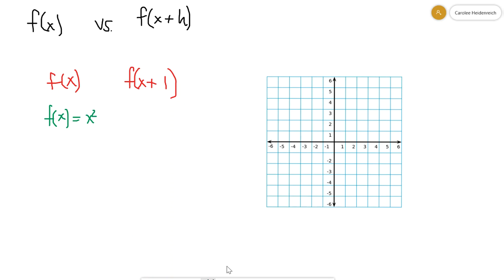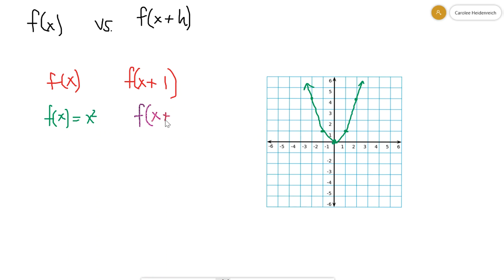Now, if we wanted to graph that function, it would be a simple parabola. At 0, 0, we would have a point at 1, 1, 2, 4, and so on, and then on the left side, a symmetrical portion of the graph. So this is our regular old parabola. Now, if we wanted to add plus 1 inside, that would look like this.